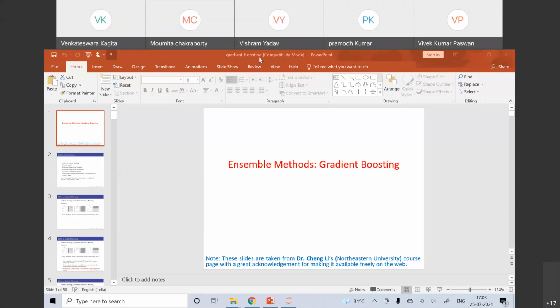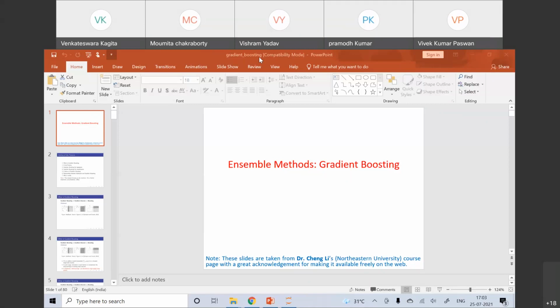So, I hope you had a great Sunday. The agenda for today is to cover ensemble methods. We have already seen some of the ensemble methods. In today's session, we'll be looking at the gradient boosting technique. And in the next session, Dr. Balaprakash will cover reinforcement learning. Some part of the reinforcement learning he will cover today and some part in tomorrow's session.